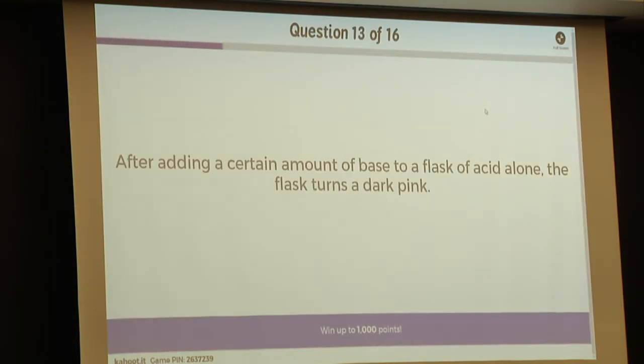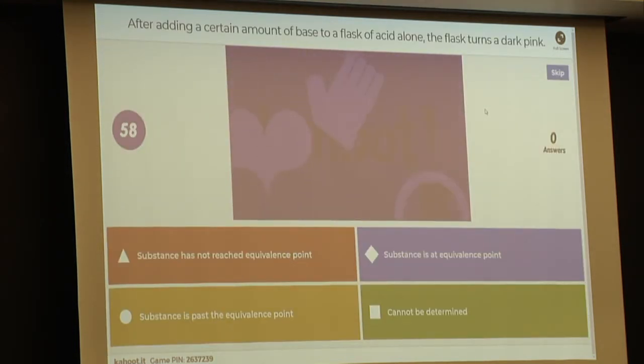All right, so after adding a certain amount of base to a flask of acid alone, the flask turns a dark pink. What will happen? Or what does this mean? So I know a lot of you guys haven't taken the chem lab. I'm not quite sure if the ACS does include lab questions, but if it does, you should still look over what they could ask you. And this would be one of the questions that could pop up on the ACS.